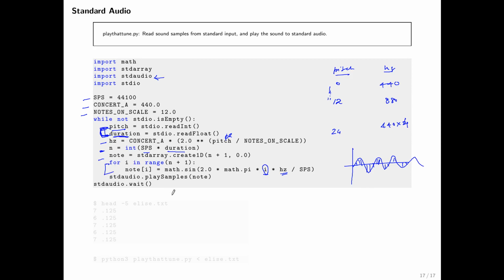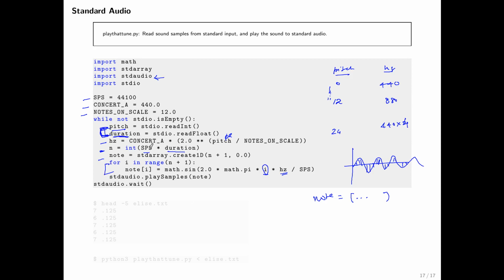So once this for loop is done, we have our list note, which is basically a digital representation, a list that's a digital representation of an analog sound signal that has the desired frequency and duration. Okay, and once we are done setting up this list note, we simply play the samples in that list by making a call to the play samples function from Std Audio, and we give it note as an argument, and it plays those samples. And once that is done, we go back and read the next pair of numbers.